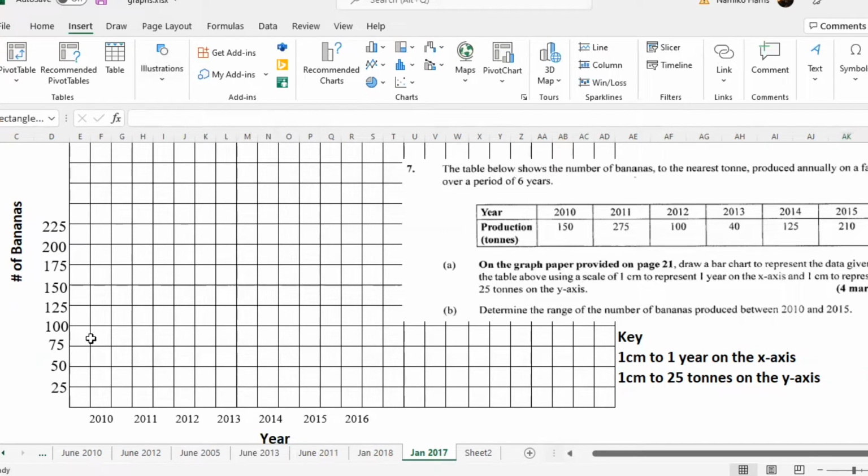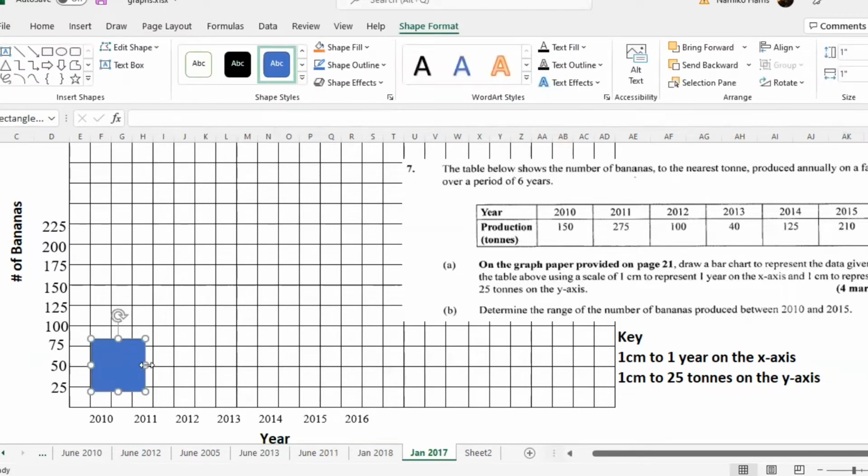So I'm going to put that here. So we're using our 2010 column, and with a height of production up to 150. So that is our first bar.